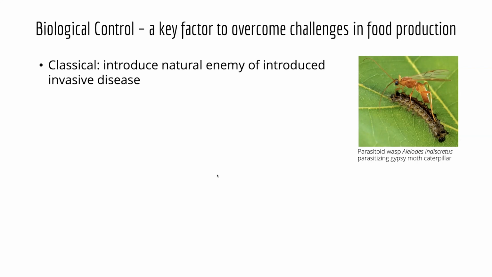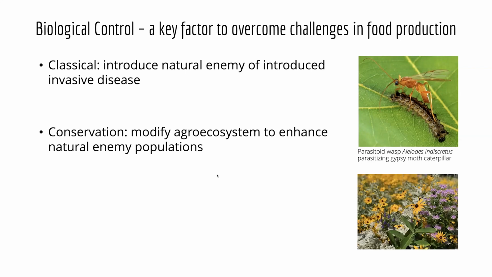Then there is conservation biocontrol, where you modify the agroecosystem in a way that enhances natural enemy populations. One very simple example is the flower strips at the border of the field, where you enhance biodiversity, and you also have a more diverse insect population, and some of these insects can then feed on the pests in the field.